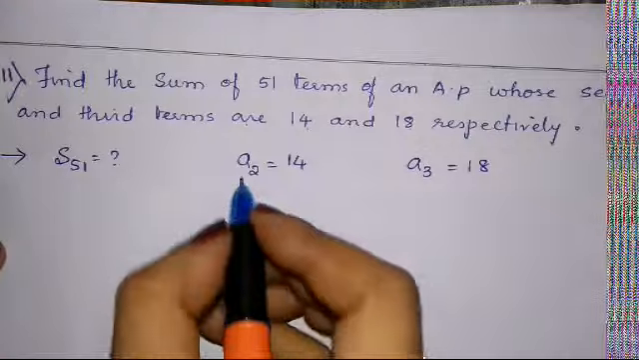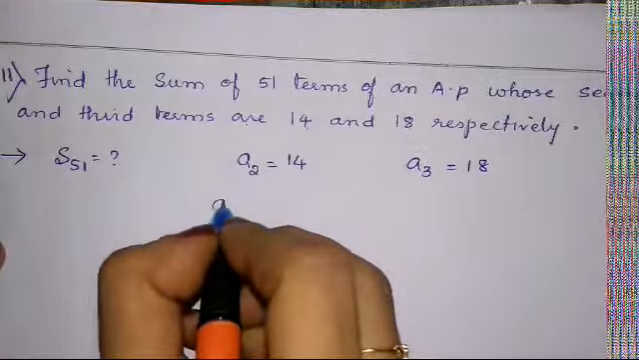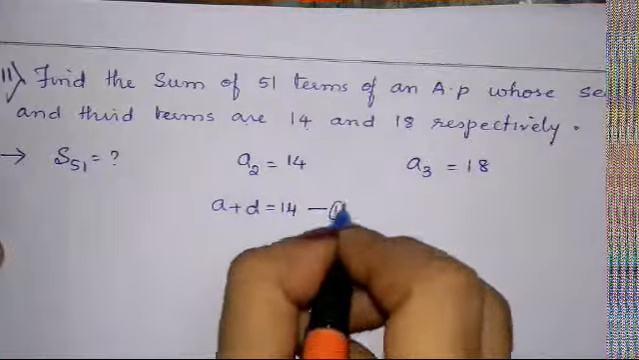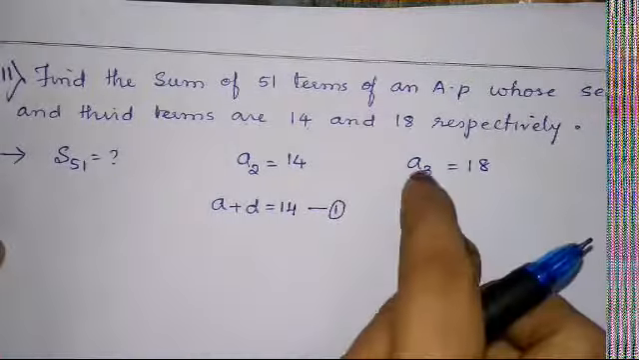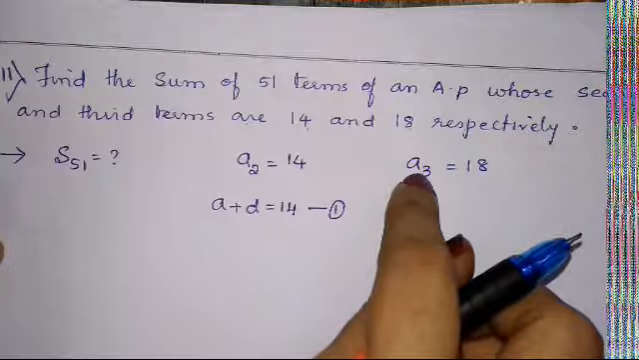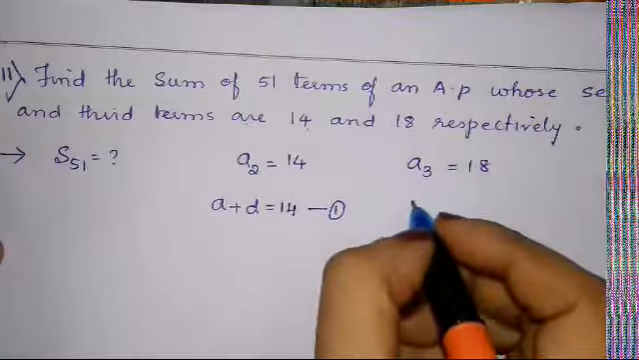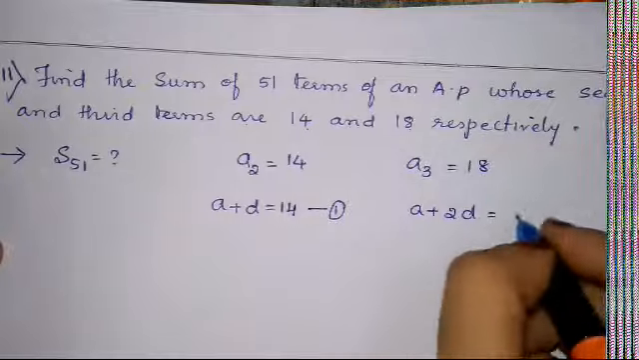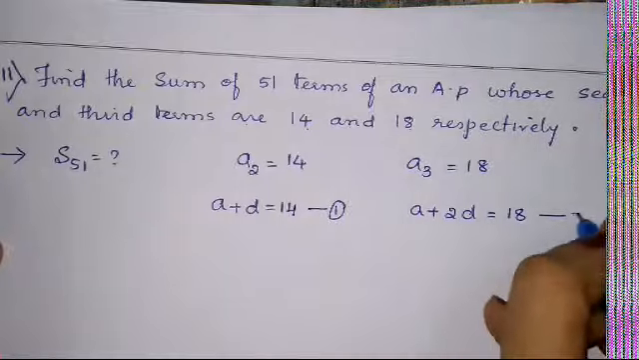Okay, let us find. A2 is nothing but A plus D, which is equal to 14. Let us write this as equation 1. And A3 is nothing but one more, A plus 2D, which is equal to 18. This is equation 2.